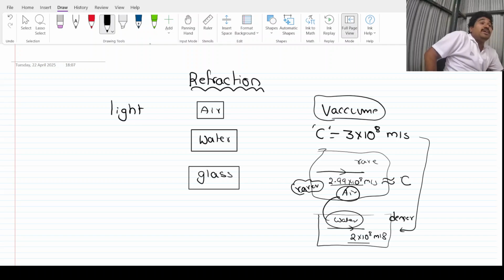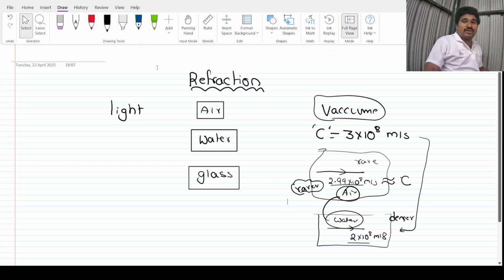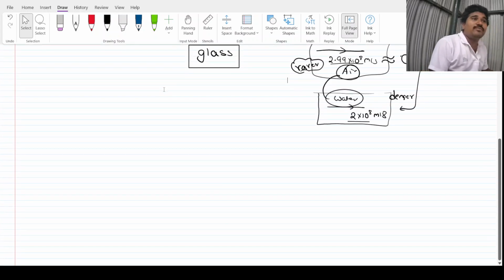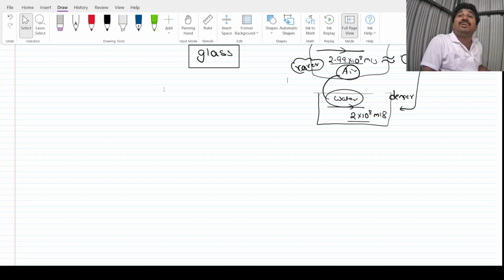These speed differences are what create the refraction phenomenon. Refraction comes into the picture when light is traveling from one medium to another medium. When light is traveling from one optical medium to another optical medium, then only will refraction come into picture. Now I want to talk about one more point.